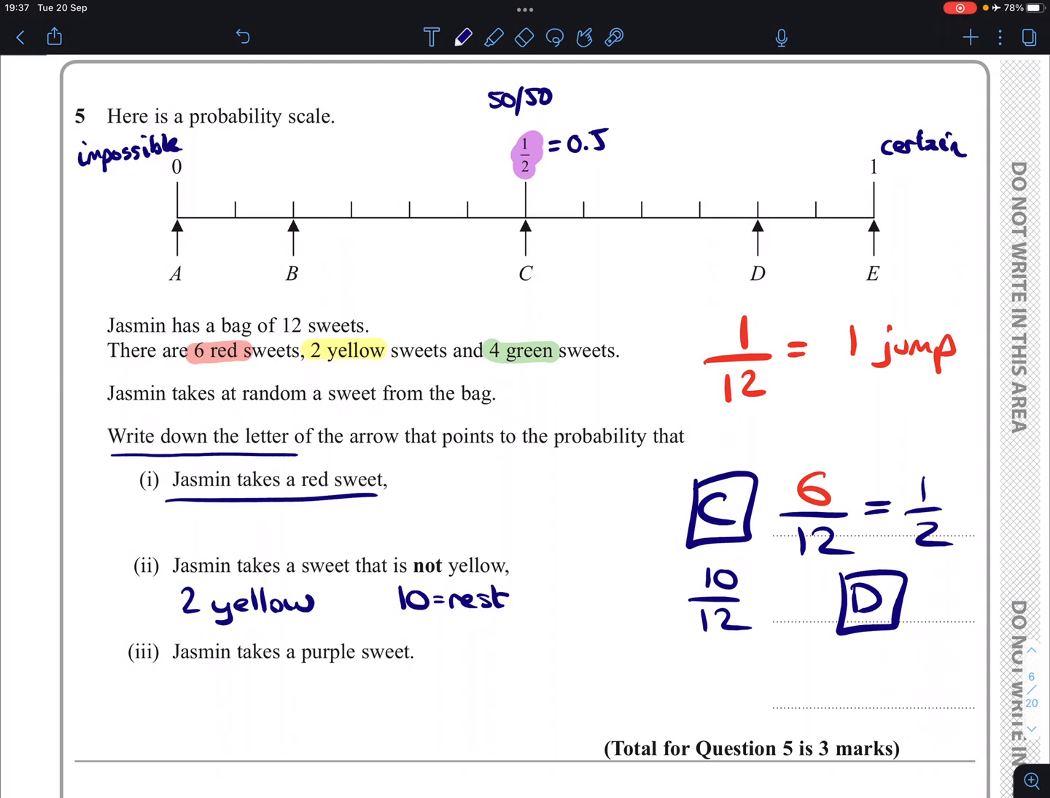And lastly, Jasmine takes a purple suite. Well, there was no purple mentioned in the question, therefore there are no suites out of the 12 that are purple, giving us a fraction of 0 out of 12, or 0, because 0 divided by anything is 0, which means A is going to be our letter to describe that part on the probability scale. Done.